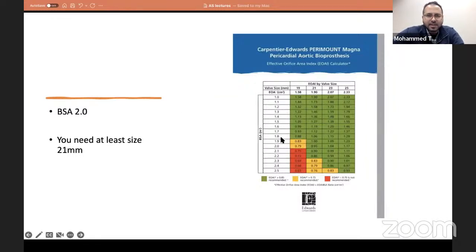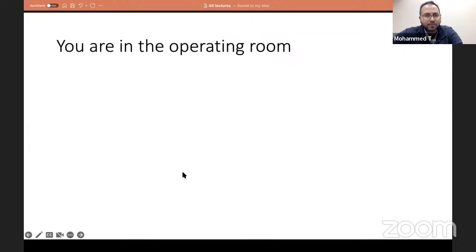Okay, so let's say that this patient has a BSA of 2. If you put a 19-millimeter Magna Ease tissue valve, you're going to have an effective orifice area index of 0.8. And this is considered moderate. That's why it's in yellow. So you better put something bigger, going 21 or more, if possible.